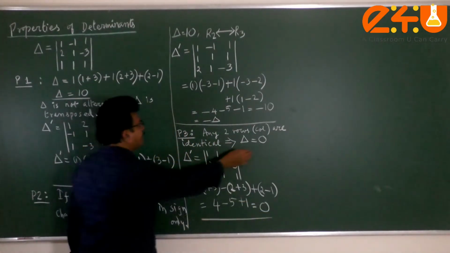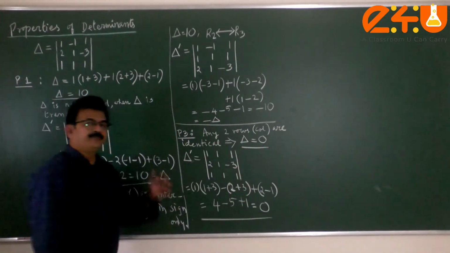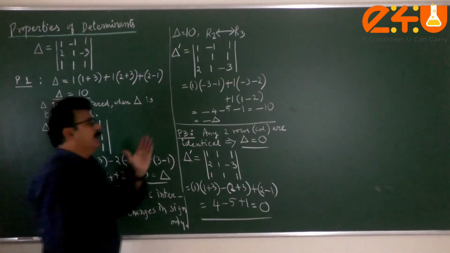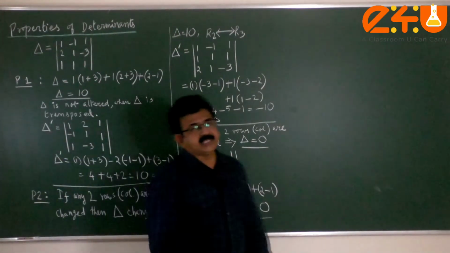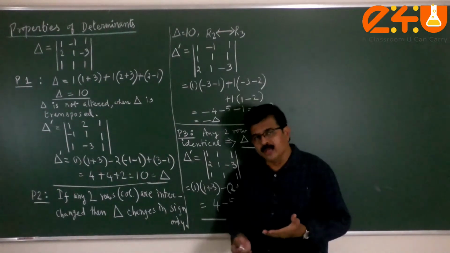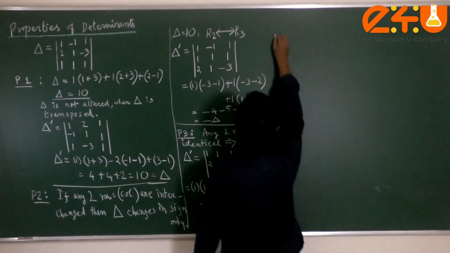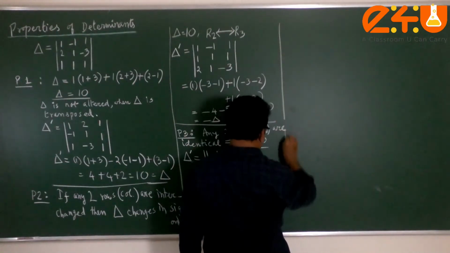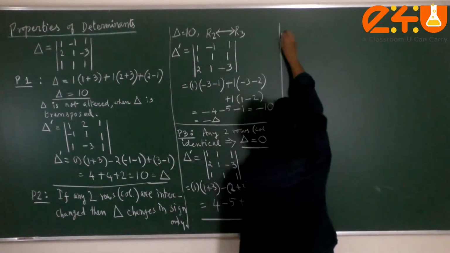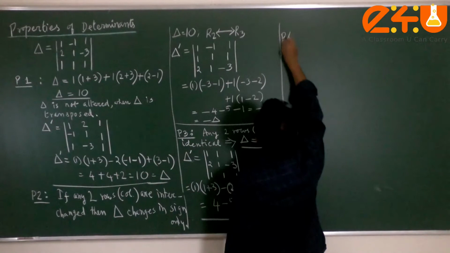That was the expected answer. Any two rows. This can happen with any two columns also. So that is the brilliant feature, property P3. Move on to property P4.